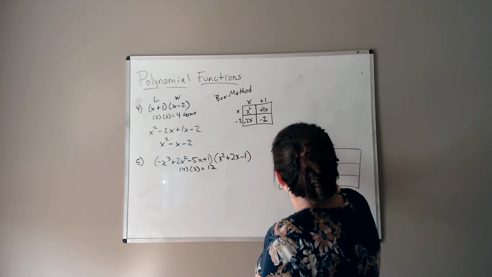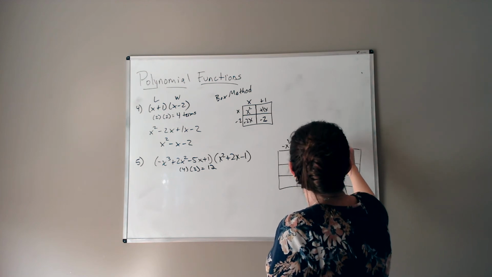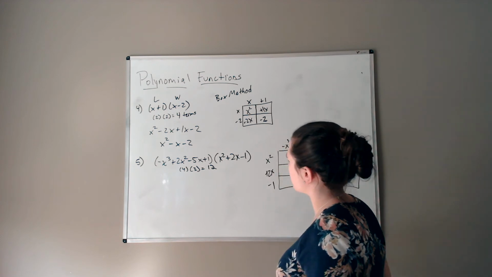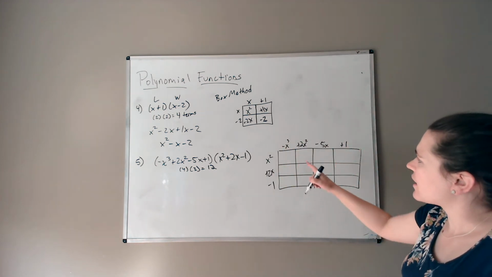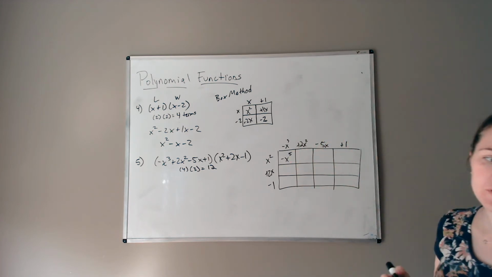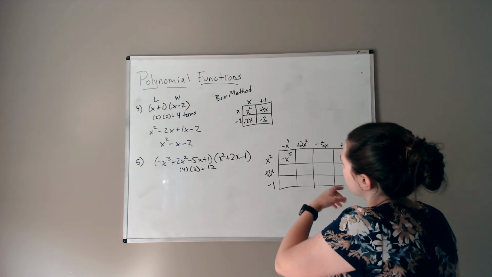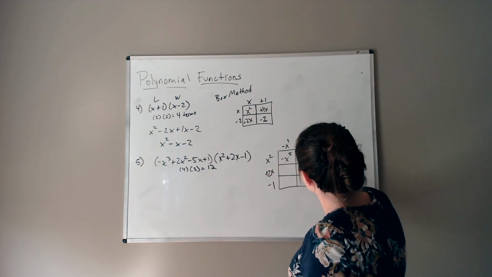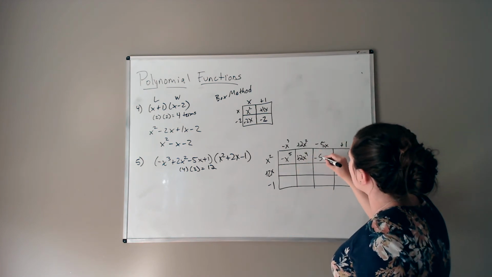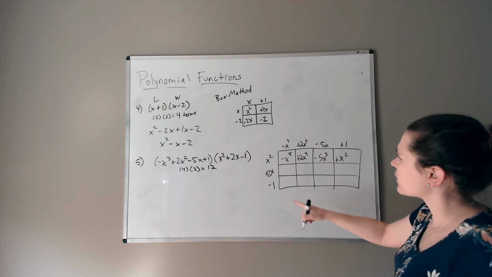Okay, so I've got negative x to the third plus 2x squared minus 5x plus 1. I've got x squared plus 2x minus 1. So negative x to the third times x squared, that's going to be negative x to the fifth. Notice we went over properties of exponents already, because multiplying is going to generate properties of exponents occurring. 2x squared times x squared, that's going to be plus 2x to the fourth. x squared times negative 5x, that's negative 5x to the third. 1 times x squared is positive x squared.